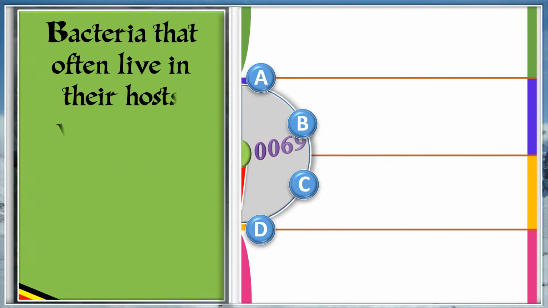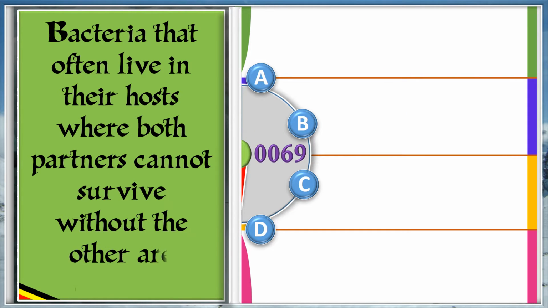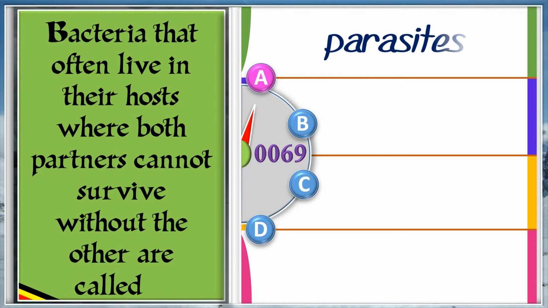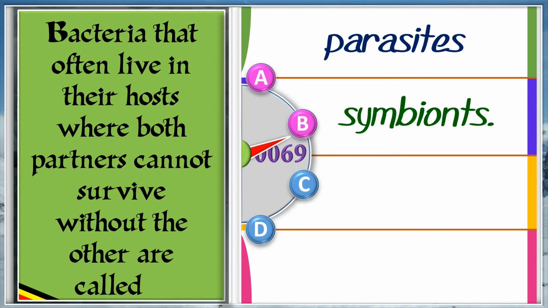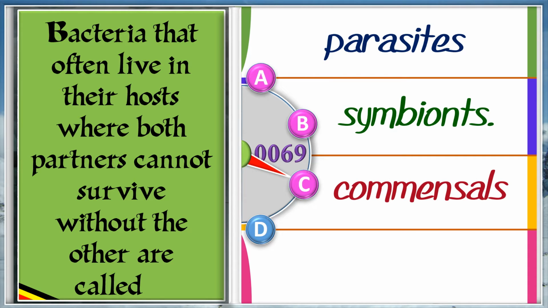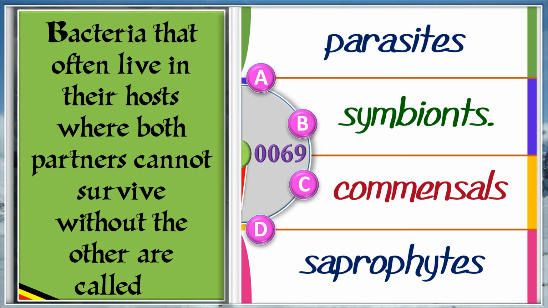Bacteria that often live in their host where both partners cannot survive without the other are called A. Parasites. B. Symbiotes. C. Commensals. D. Saprophytes. And the answer is B. Symbiotes.